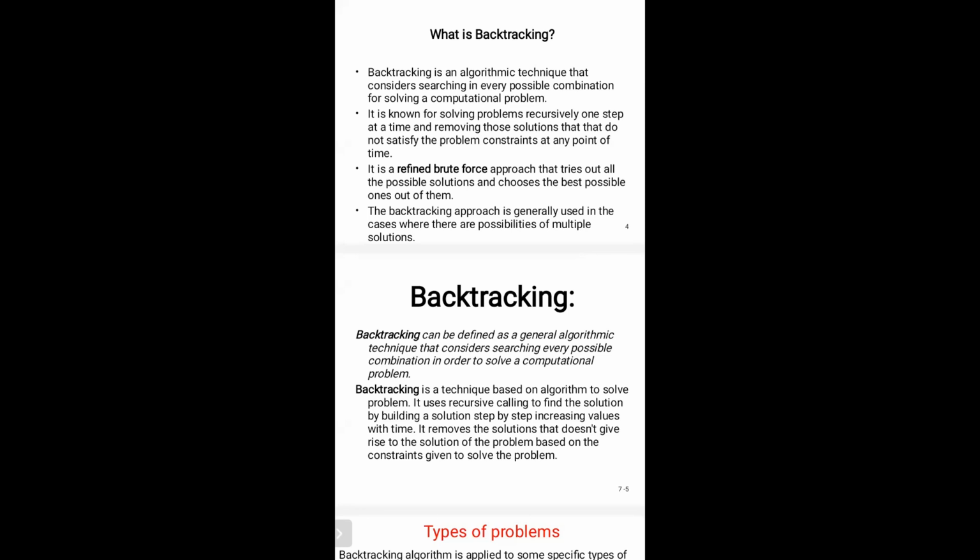So the backtracking approach is generally used in the cases where there are possibilities of multiple solutions. Generally, when there is a chance of occurring multiple solutions, then we go for backtracking.